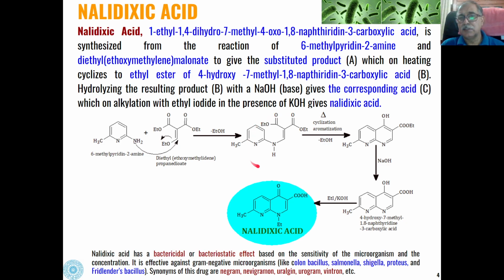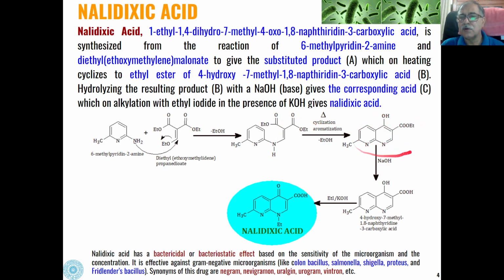So this substituted product on heating undergoes cyclization and aromatization. Basically, when this is heated, hydrogen at this ortho position and ethoxy from here are eliminated as ethanol, with formation of a carbon-carbon bond at this place. After this, first cyclization has taken place, then aromatization. This hydrogen is transferred from this nitrogen to this oxygen. So this bond will go to this place, this will go to this place, and this will become hydroxyl.